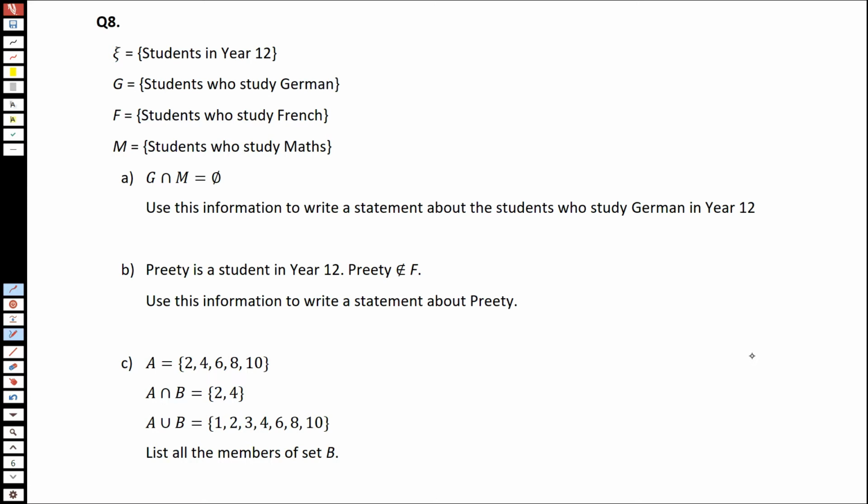What does it mean? So G represents students who study German, M, students who study math. That means we don't have any students doing both. So we can say that students who study German do not study math.